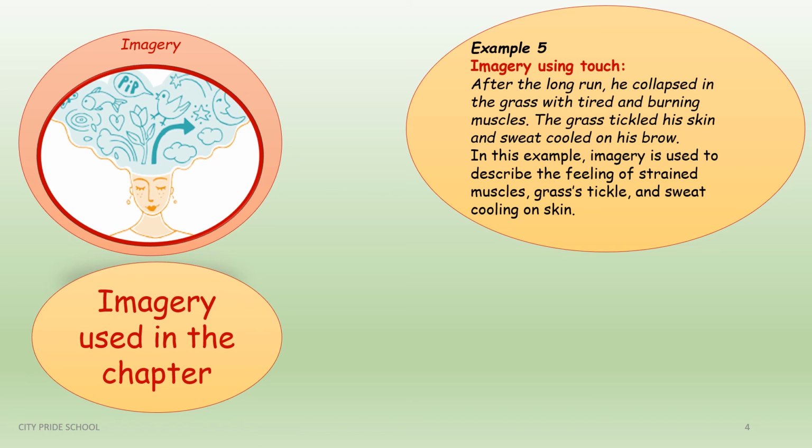Okay, now we'll look for the imagery that is used in the chapter. I hope you're clear with all the kinds of imagery that we've talked about so far and what imagery is in particular, right? So now let's see in the chapter how Ruskin Bond has attempted to enhance our senses.